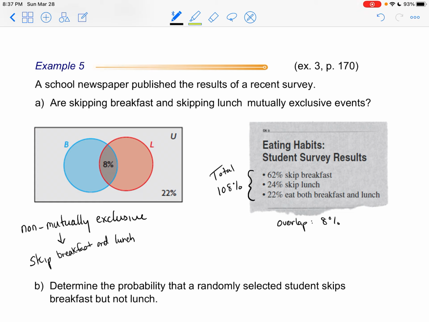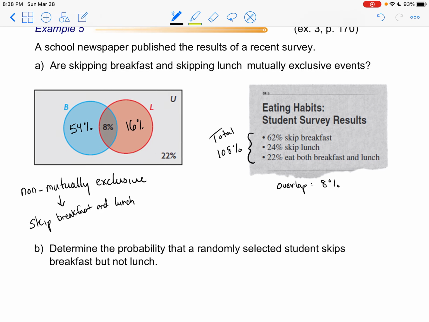Let's fill in our Venn diagram as well. The 8% is already there for you. For breakfast, subtract 8 from 62, which gives you 54%. And the other side will be 16%, which is just 24 minus 8.